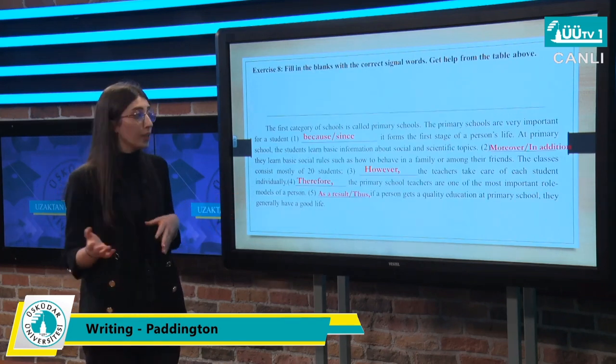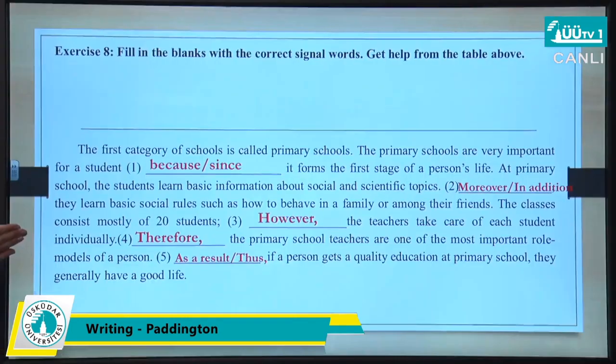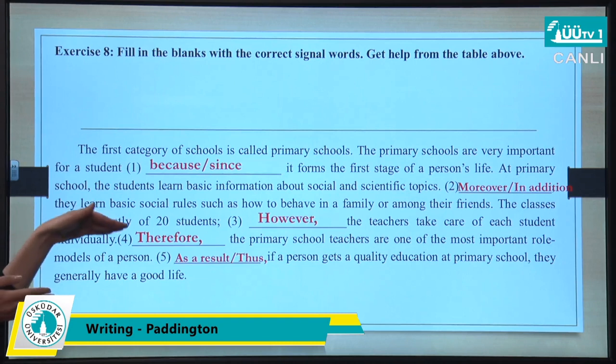Here, before moving on, I wanted again to practice some sentences with you. How can we use signal words in this or that sentence? For example, let me read a sentence for you. The primary schools are very important for a student, and here I used because or since. It forms the first stage of a person's life. You can ask a question, why? Because it forms the first stage. That's why I used signal words of reasoning.